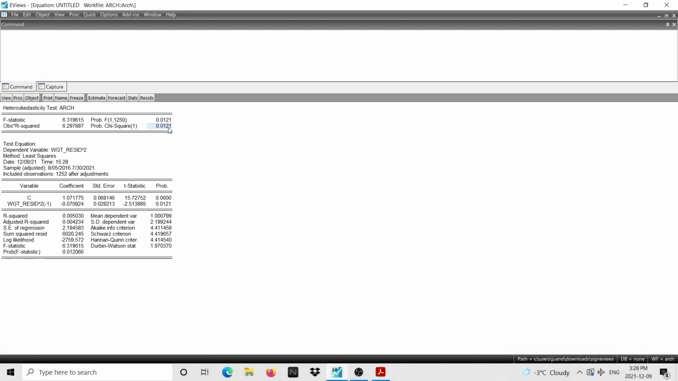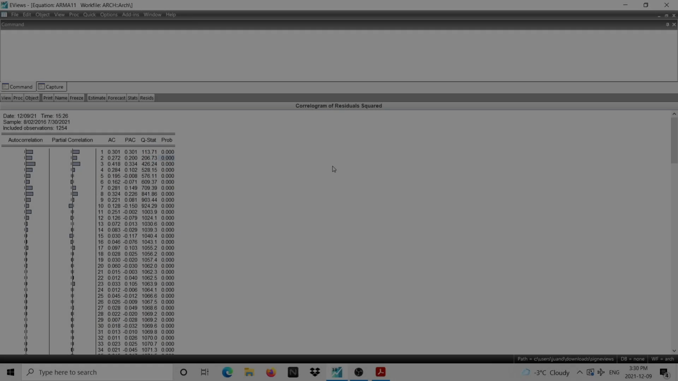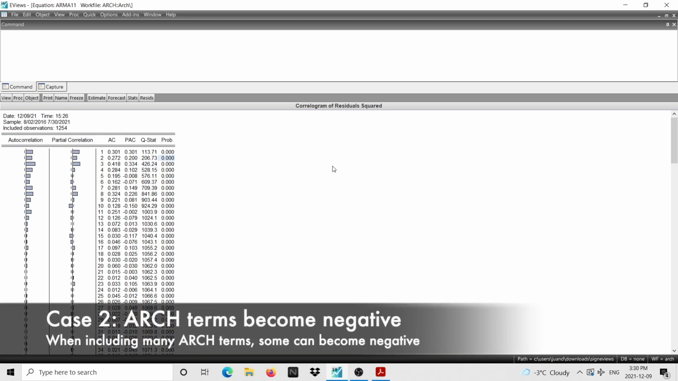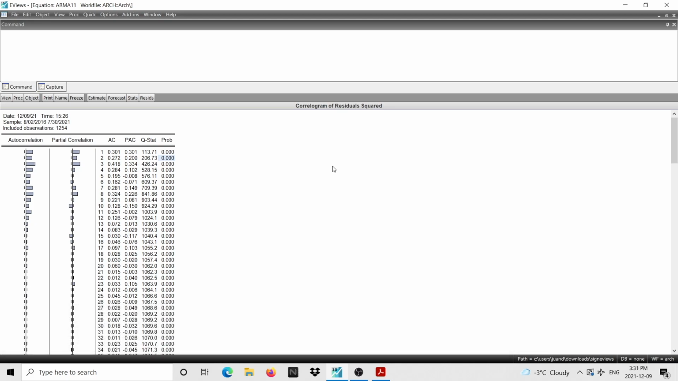So estimating an ARCH 1 model is not going to solve my problem because we still have the issue with heteroskedasticity. The second common mistake that can happen is including too many ARCH terms. When you include too many ARCH terms, some of those terms may become negative, and that's going to violate the restriction that all your ARCH terms should be positive. So let's take a look at, again, the squared residuals of my ARMA 1,1 model of the returns. So what we're going to do is possibly fit an ARCH 8 model even.